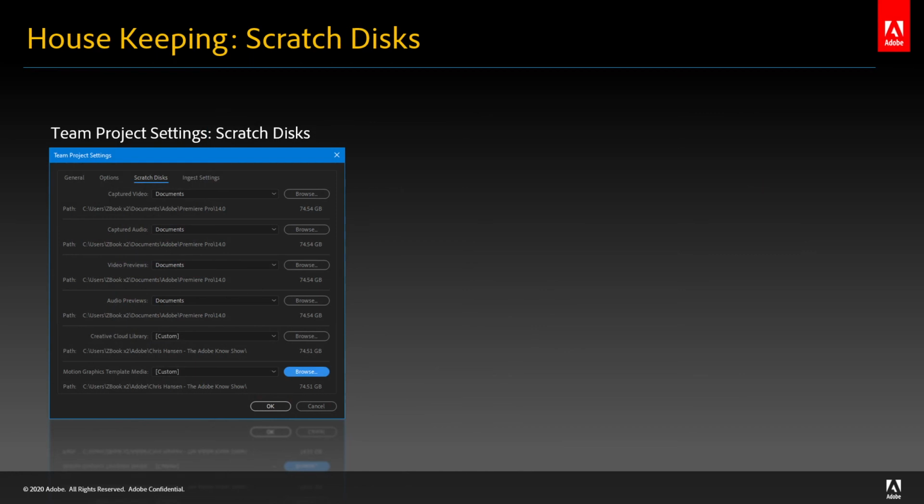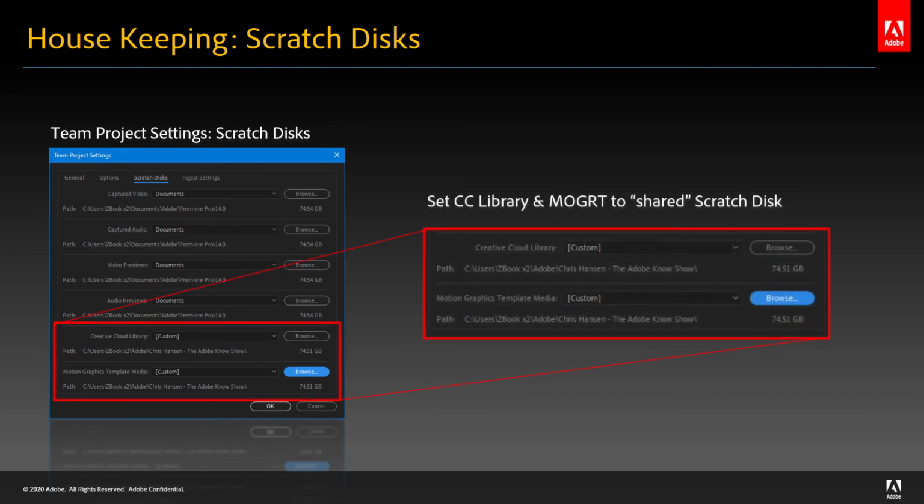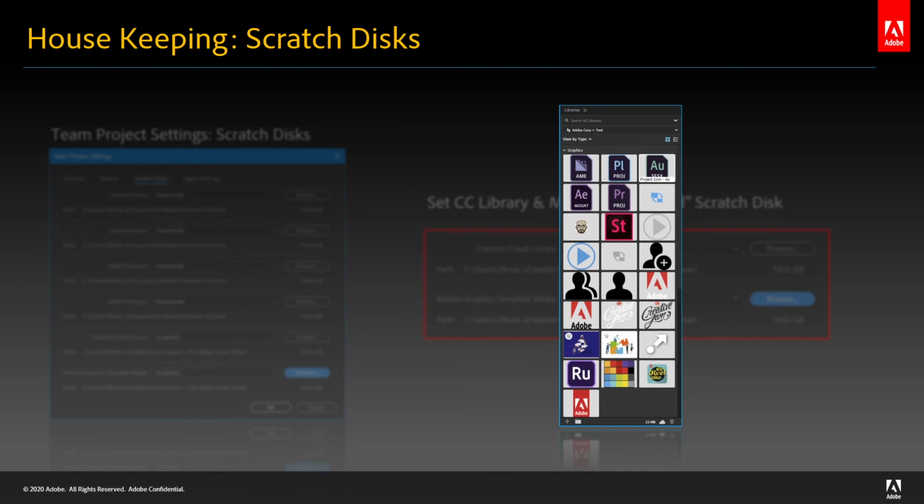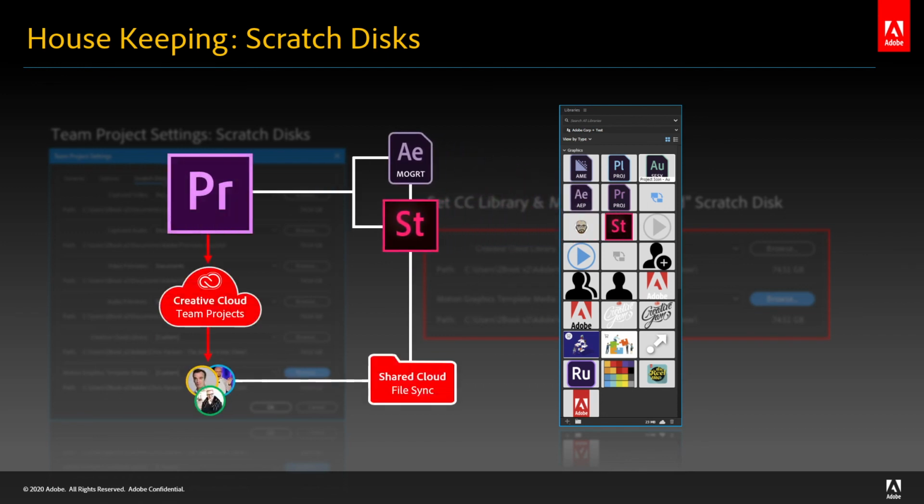To ensure a smooth libraries experience across the remote collaborator team, best practice is to set the team project scratch disks for the CC libraries and motion graphics templates media to a shared folder. Once CC libraries assets are added to a project, a copy of the files are brought down from the cloud. When the scratch disks are set up correctly, any CC library design or stock files and motion graphics template files are downloaded and synchronized in the background so the other collaborators can get changes and continue working without interruption.